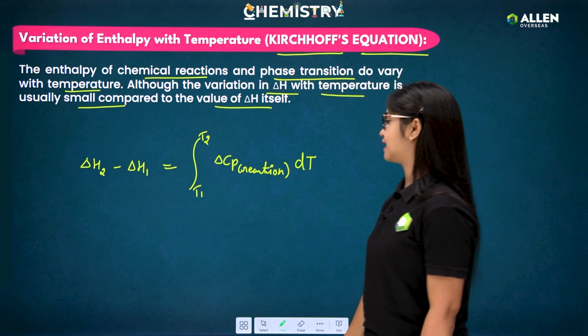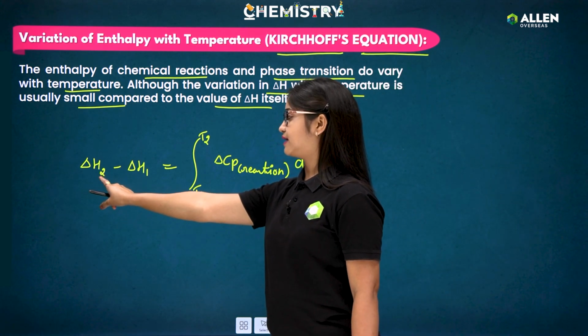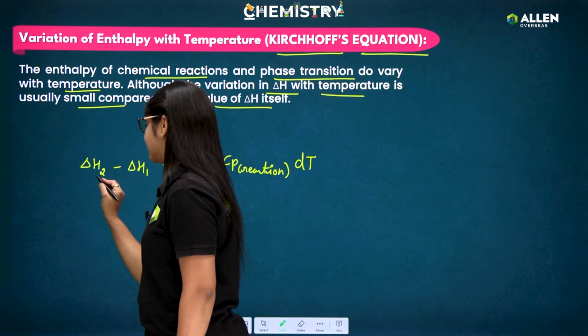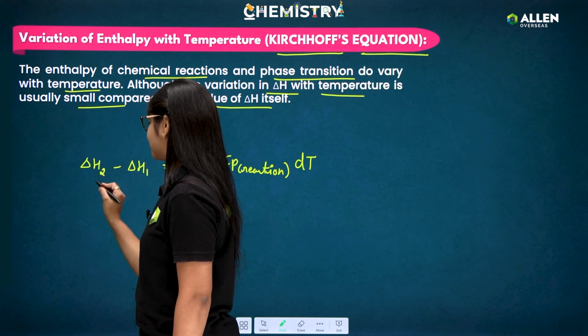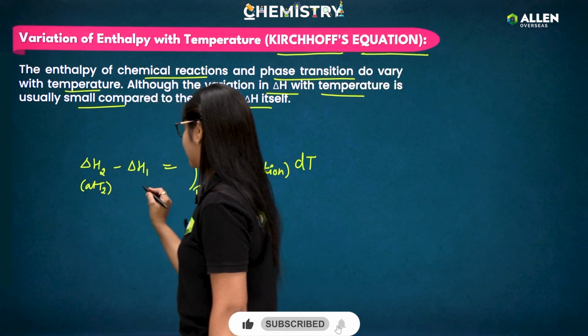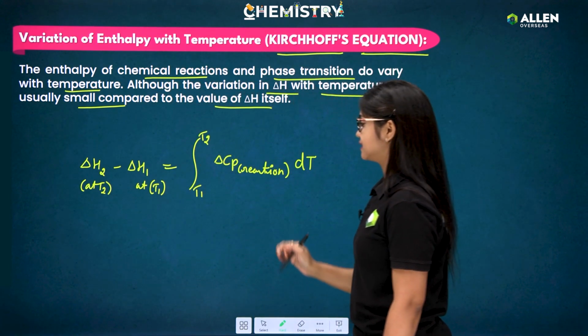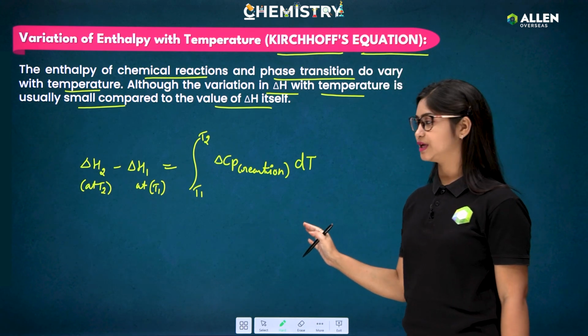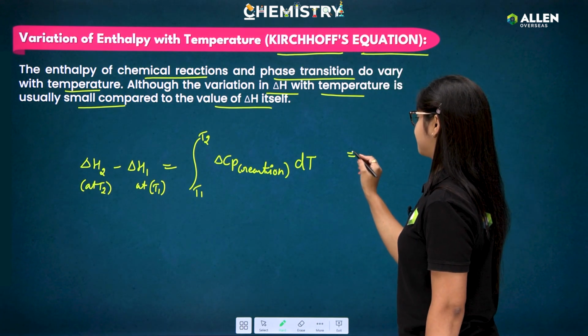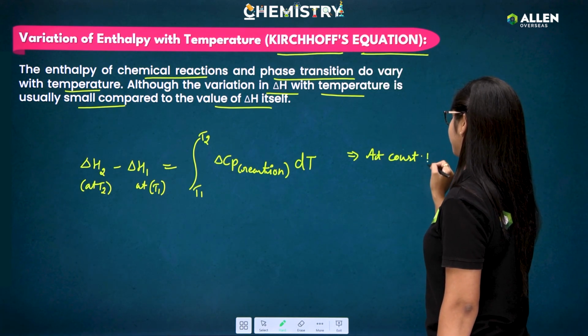This formula can be used to find out the final enthalpy change, that is this delta H2 is at T2 temperature, and this delta H1 will be at T1 temperature. So this equation is called Kirchhoff's equation, and this is at constant pressure, when pressure is constant.